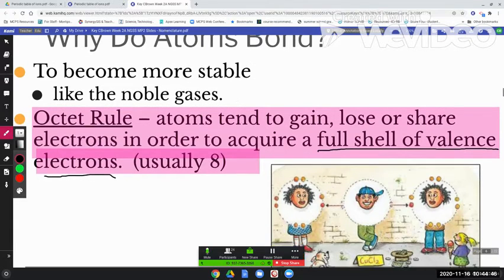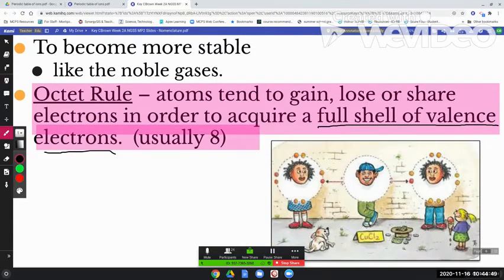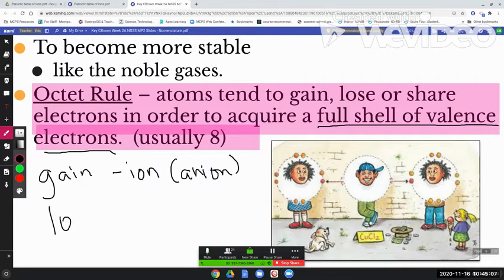Helium won't reach 8. It only has 2 valence electrons, but it's completely full, and that's why it's in group 18. So it really wants this full valence level. And so they will keep gaining or losing. Today we're going to look mostly at gaining and losing. So if you gain, you're a negative ion, otherwise known as an anion. And if you lose electrons, you're a positive ion, otherwise known as a cation.